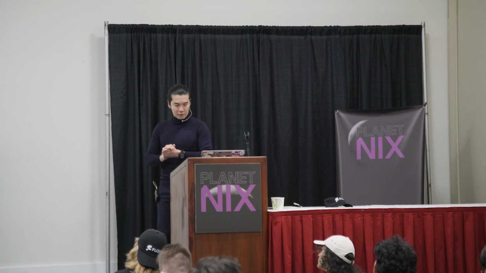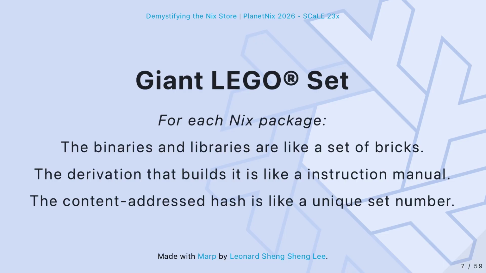Now, here is the key metaphor that I'm going to use. Remember a giant box of Lego. You have a Lego set. In the box, you find the pieces of bricks, and you have your instruction booklet, don't you? Compare it to the Nix package. The binaries and libraries are like a set of bricks. The derivation that builds it is like a Lego instruction manual. And the content address hash is like a unique set number.